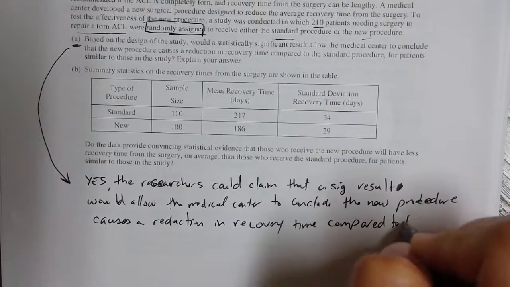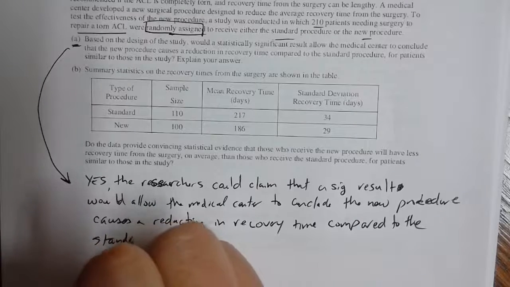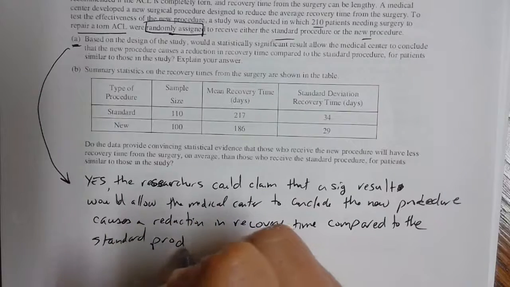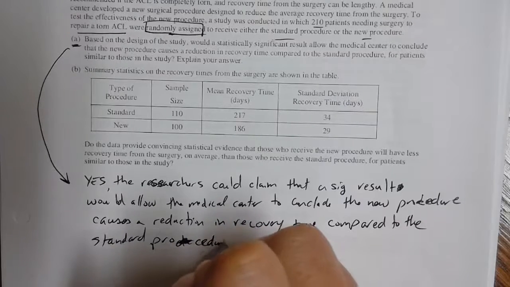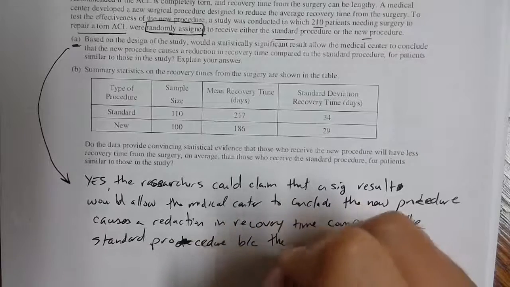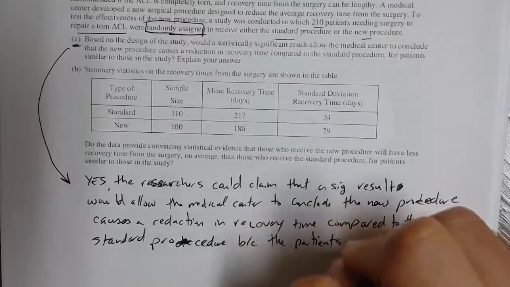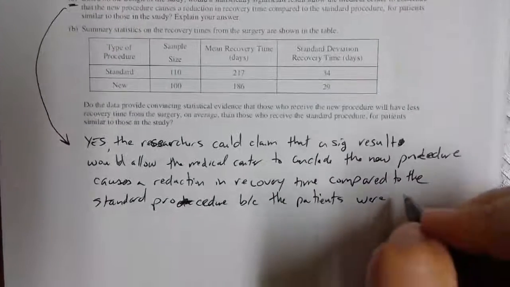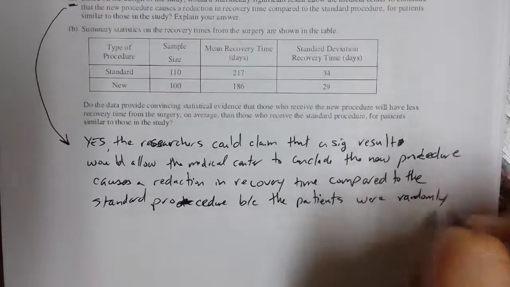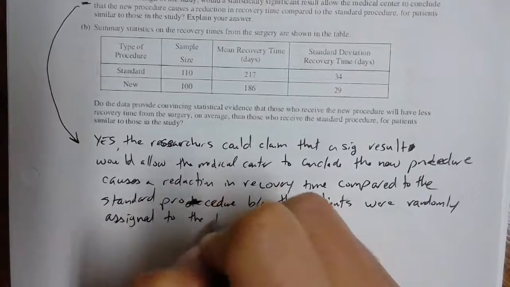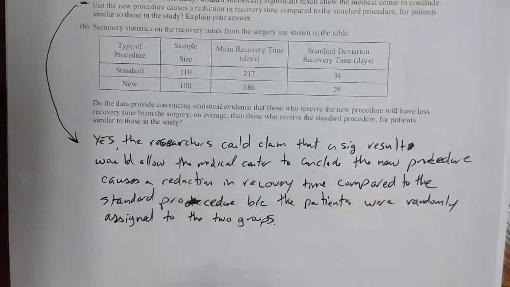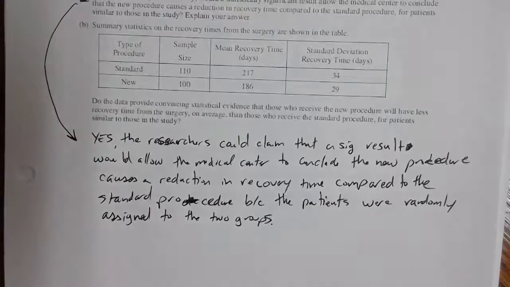This gets it in context. Keep spelling the word procedure wrong. Procedure, because the patients were randomly assigned to the two groups. And that's really it for Part A, just making sure that we keep it in context, we answer the question, and then the fact that it was because of the random assignment that caused this to have possible causation here.